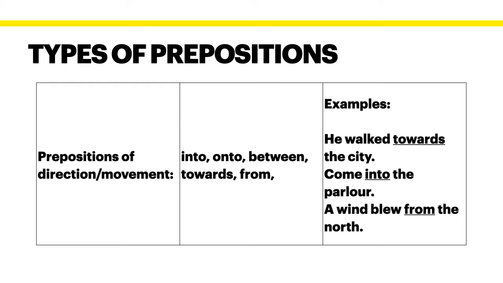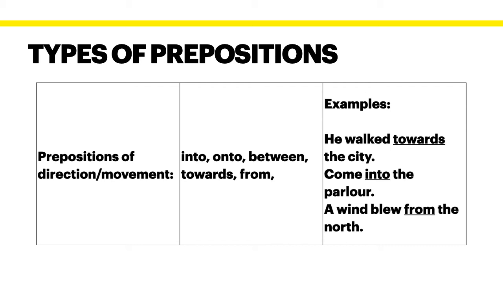Next, prepositions of direction or movement. So when the preposition is used to show not a specific place or a location, but rather a movement from one place to another, a movement from one direction to another, then they are called prepositions of direction or prepositions of movement. Examples are into, onto, between, towards, from, etc.